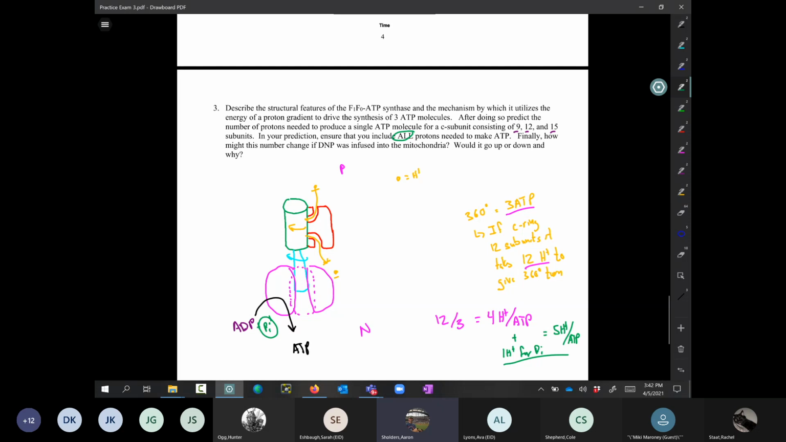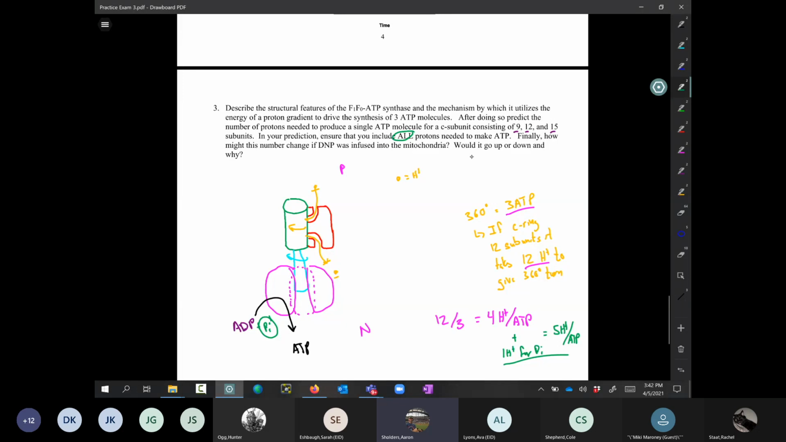It would actually be the same number of protons needed to make an ATP. Okay, and what I mean by that is the mechanism doesn't change because we put in DNP. So it would still take a 360-degree turn, will still make 3 ATP. There's 12 subunits. It will still take 12 protons to do that. It will still take 4 protons per ATP, plus then the 1 proton to move the Pi. So that would still be 5 protons.